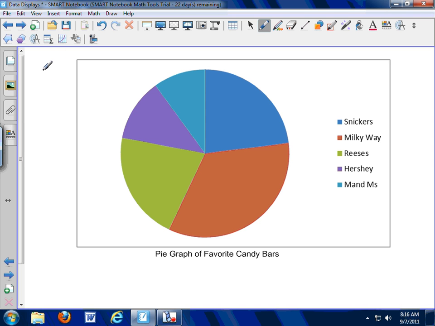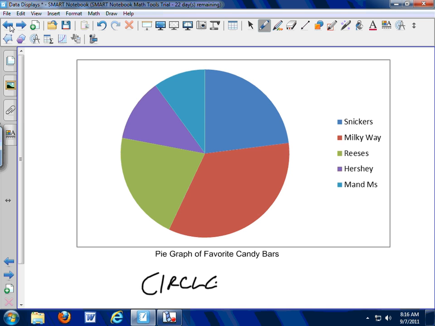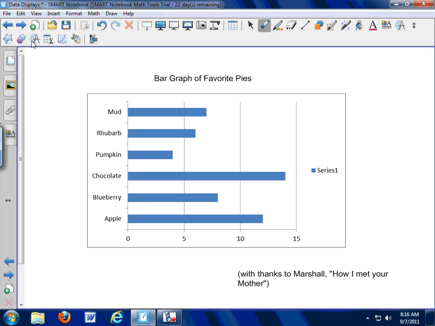First of all, we're going to talk about a circle graph, and circle graphs are also known as pie graphs. So just really quickly, we've got a pie graph of your favorite candy bars. See, it's a way to compare preferences of things, and then that's followed quickly by a bar graph of your favorite pies.